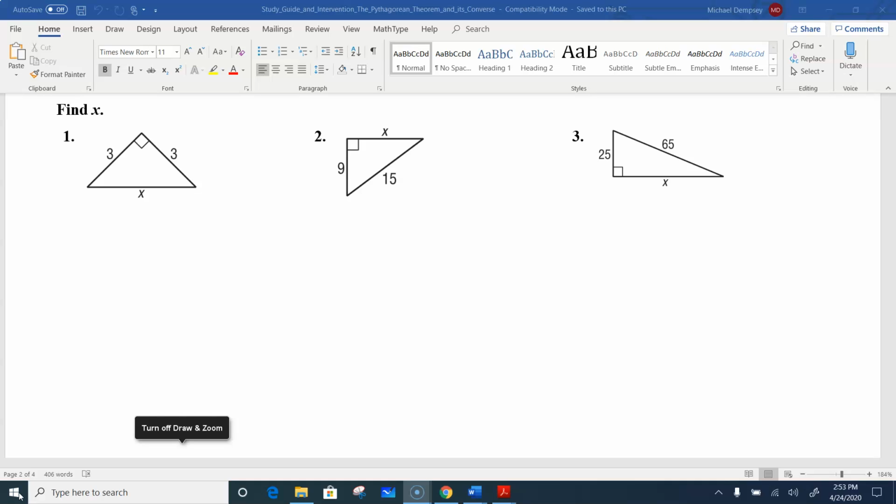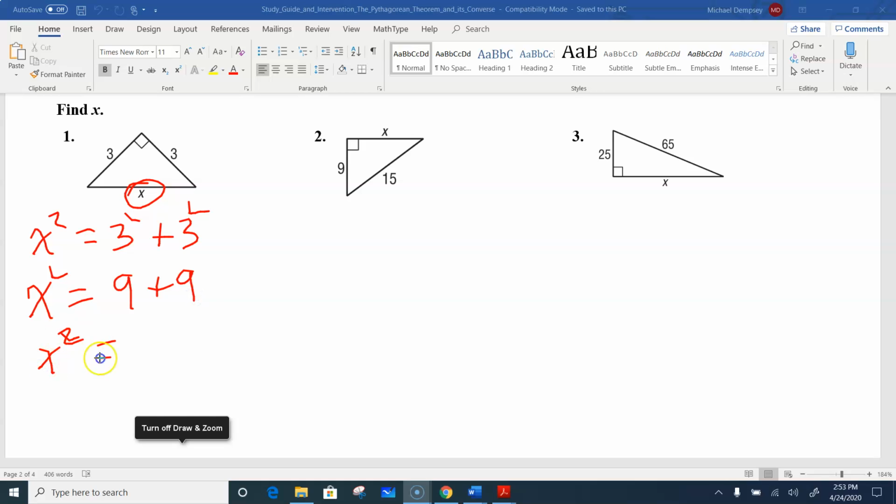So in the first one here, we're missing the hypotenuse, right? So what's going to happen here? We would have x squared, he gets to live by himself, he's the hypotenuse, equals 3 squared plus 3 squared. So we still have x squared. This is 9 plus 9. So I have x squared equals 18. And what I want is x. So in order to find x, I would have to take the square root of both sides.